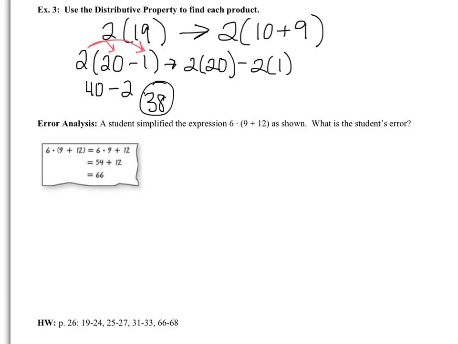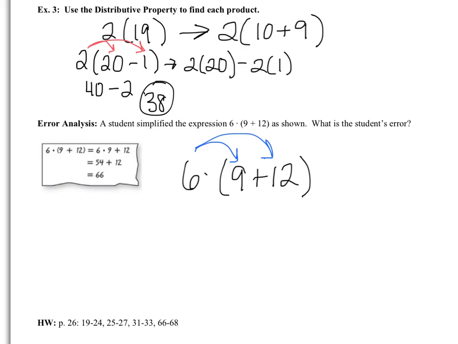All right, on the last problem, we have an error analysis. And here we have a student that did 6 times the quantity 9 plus 12 a certain way, and we need to figure out what their error was. If I notice here, I have parentheses, and I have addition and multiplication. Because of the parentheses, I need to be thinking distributive or associative. But because these two operations are not the same, that means that I'm distributing. Distributive is where I'm multiplying to both of the numbers inside of my parentheses, and those numbers are either separated by an addition sign or subtraction.